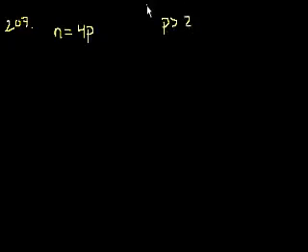We're on problem 207. If n is equal to 4p, where p is a prime number greater than 2, so p is prime and it's greater than 2, how many different positive even divisors does n have, including n? So how many integers go into n, or go into 4p?